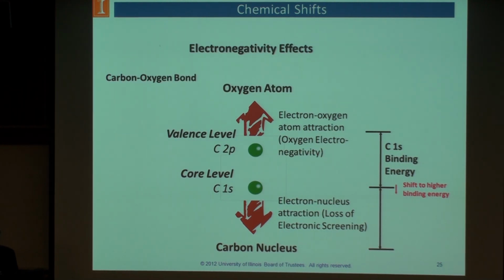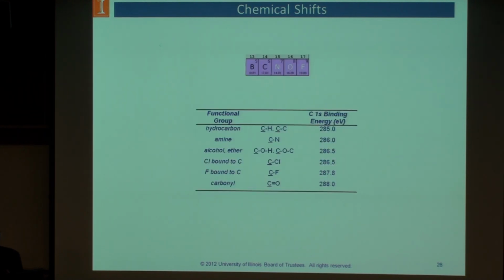changes in chemical state. So let's say we attach an oxygen atom to a carbon. Oxygen is a little bit more electronegative than carbon, so it's going to pull electron density away from the carbon at the valence level. That'll cause a loss of electronic screening of the carbon nucleus, and those electrons will be pulled a little bit more tightly. And so what we'll see once we bind an oxygen to carbon is a shift to slightly higher binding energies, which is what we do see.